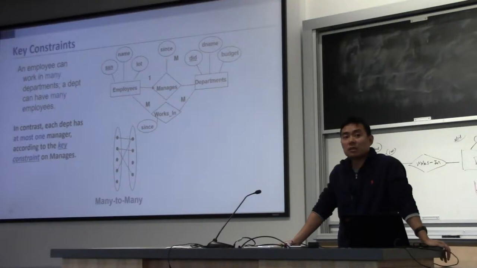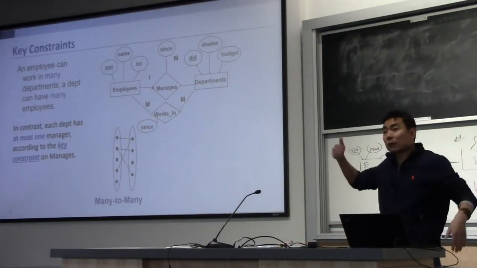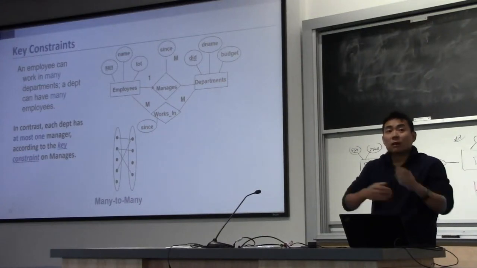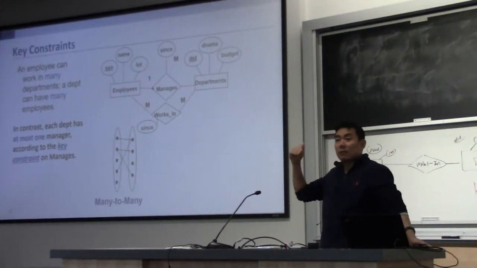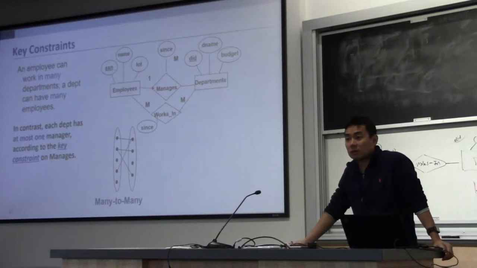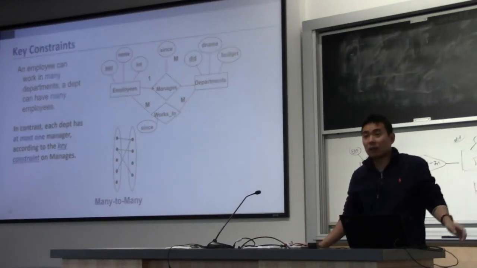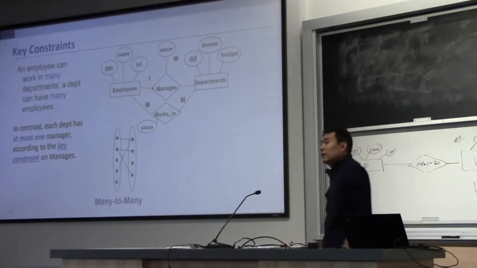Excellent. Each employee can manage only one department if he or she is a manager. Not every employee needs to be a manager, by the way. You follow me? But if you are a manager, you can only be a manager for one department, but a department may have multiple managers. If I just flip the arrow, the semantics completely changed. Very good. Okay? Question over there?